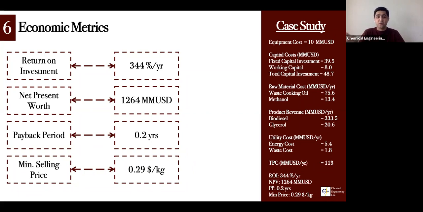Sometimes I have worked on a project where the payback period was 8 years. And if it is 8 years, then it's not very acceptable, because that means you will not be able to pay off your investors in a good amount of time.